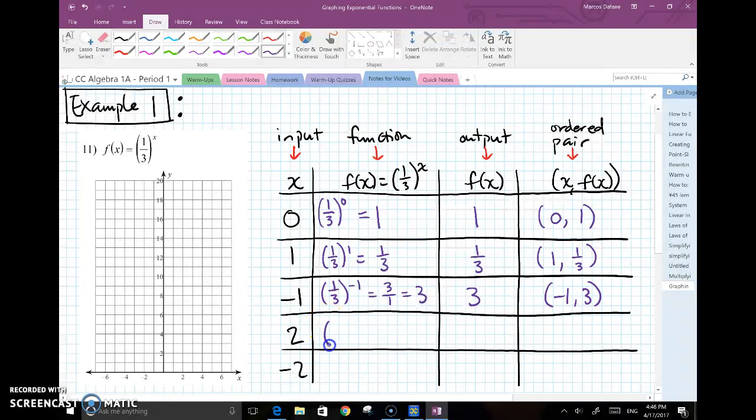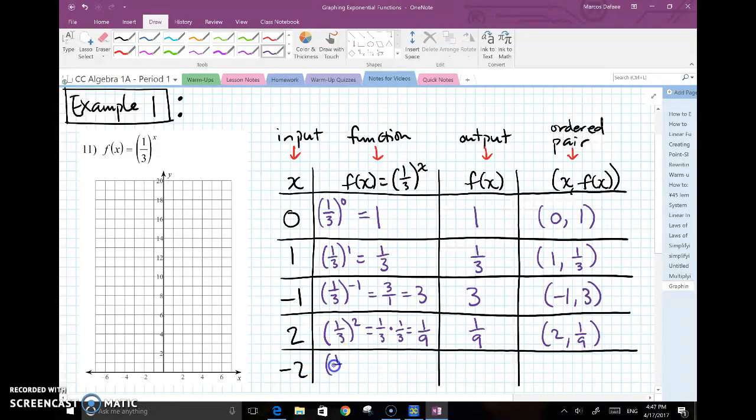If I have an input of 2, I get 1/3 to the power of 2. Now this would actually be 1/3 times 1/3. So 1/3 times another 1/3 is 1/9. And that's what I was talking about earlier when I said that your outputs can become very small with just a slightly big number, like a 2, for example. So our output is 1/9. So it's 2, comma 1/9.